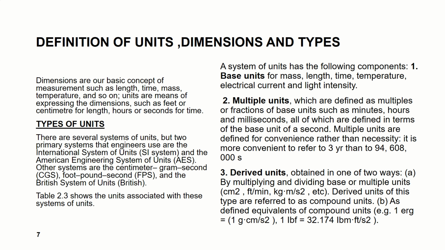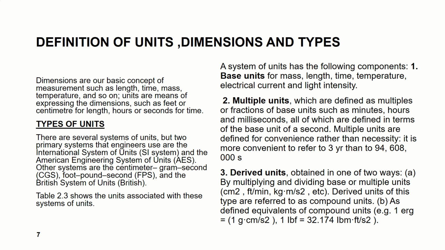So types of units. There are several systems of units, but two primary systems that engineers use are the International System of Units, which the French call Système International d'Unités, and the American Engineering System of Units, that's the AES. Other systems are the centimeter, gram, second, and everything that you see here.